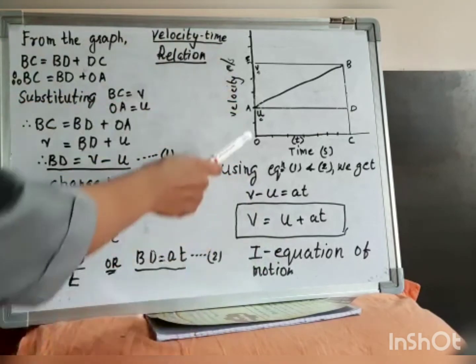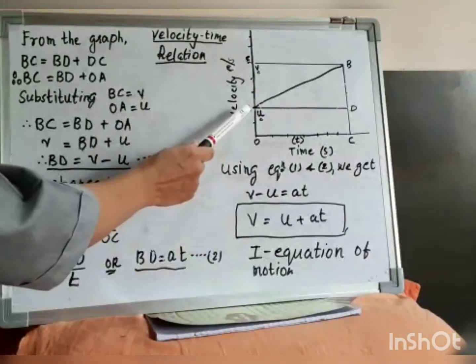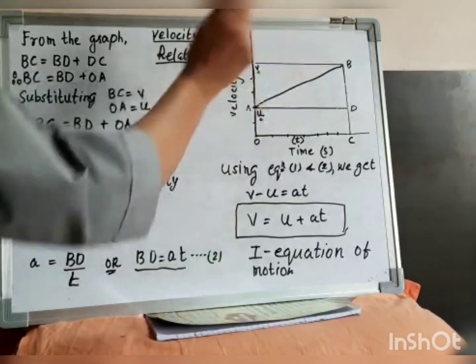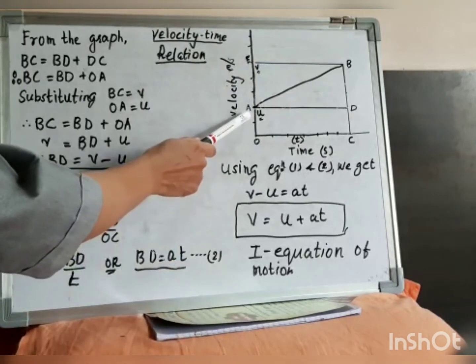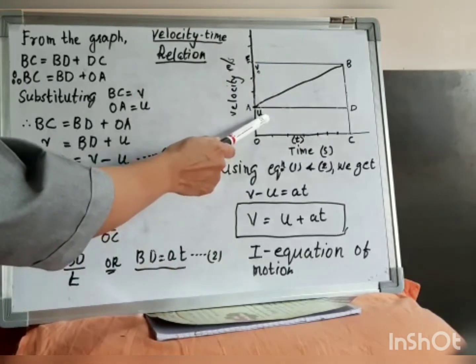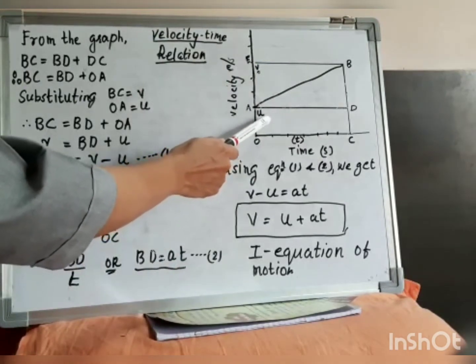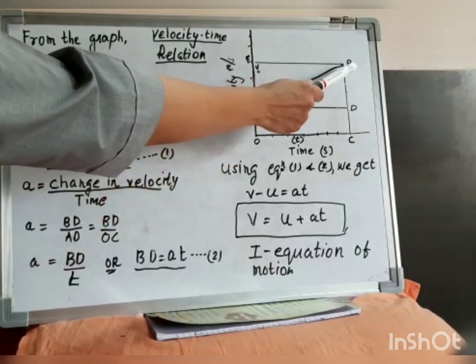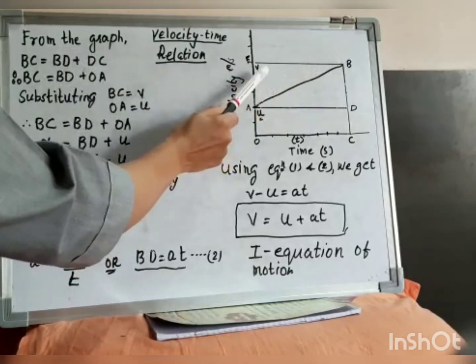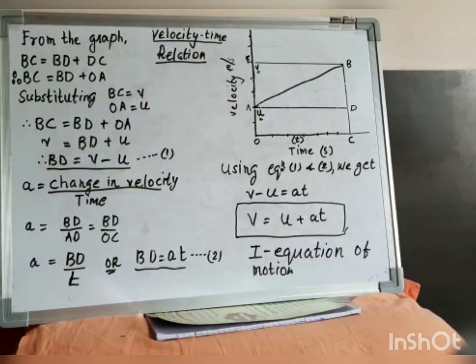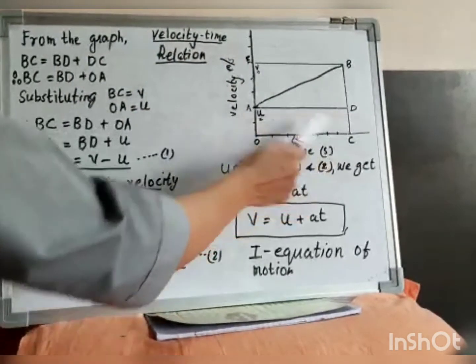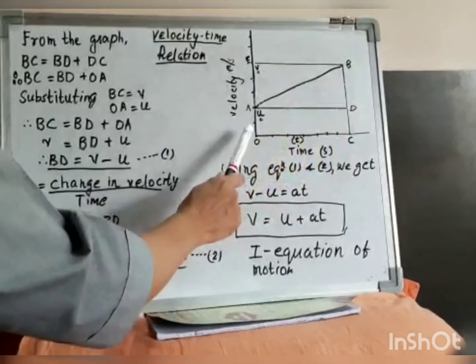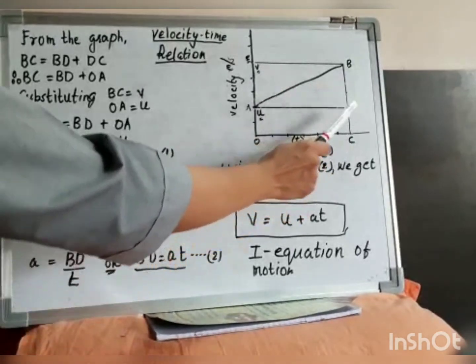In this graph there is uniform acceleration. An object is moving from A to B with uniform acceleration. Now suppose the velocity of the object at position A is u, that is, the initial velocity is u, and the velocity of the object at position B is v, that is, the final velocity is v. Now suppose we draw one line parallel to OC, that is line AD. Okay, OC is parallel to AD.